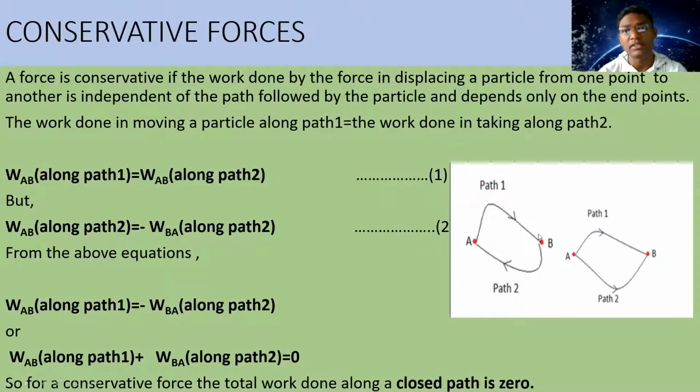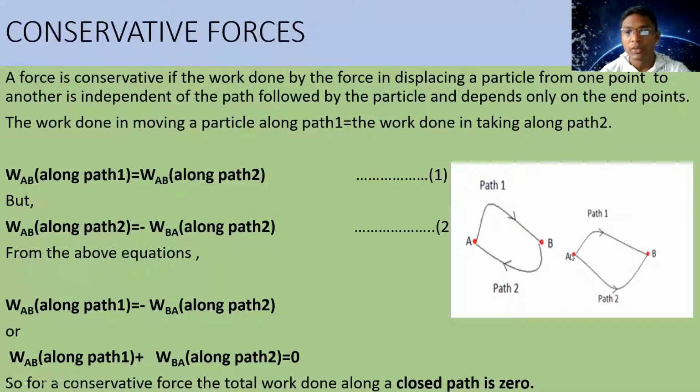All right, field means I want to say some kind of conservative force is acting here. So I have taken 2 points here, A and B. All right, so look at this diagram. I have taken 2 points, A and B, and I have taken two paths, path 1 and path 2, to reach from A to B.